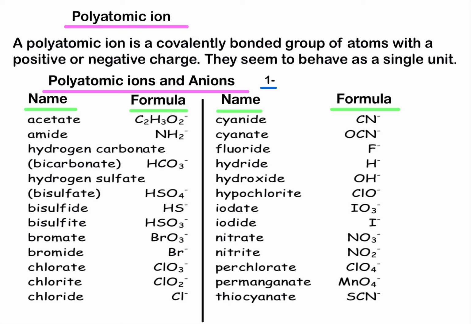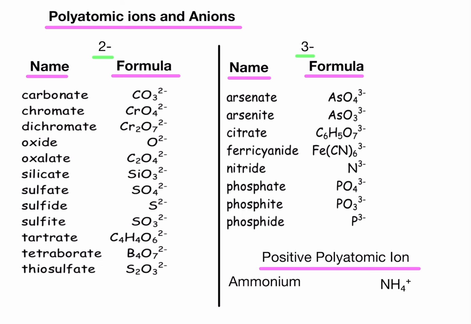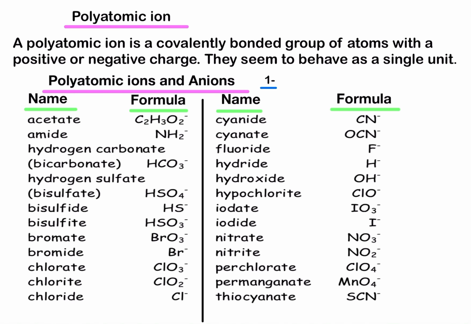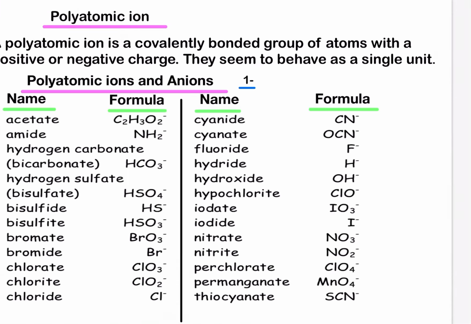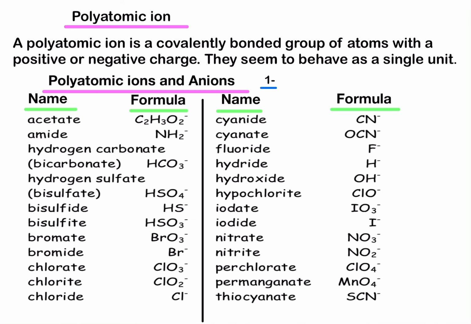Hypochlorite, ClO minus. Iodate, IO3 minus. Iodide, I minus. Nitrate, NO3 minus. Nitrite, NO2 minus. Perchlorate, ClO4 minus. Permanganate, MnO4 minus. Thiocyanate, SCN minus. So these are some examples of polyatomic ions. Now let's move on to polyatomic ions with 2 minus charge. Those were one negative charge or one minus charge.